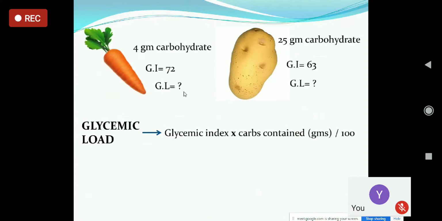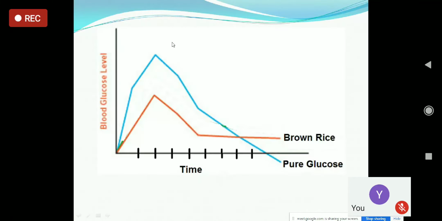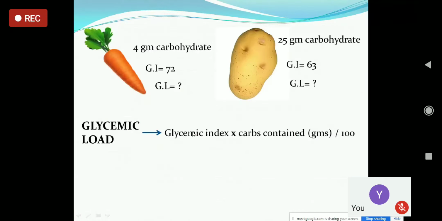The glycemic index shows how fast the carbohydrates in a food enter the bloodstream and raise the blood glucose level. So you can see that when you consume pure glucose, the rise in blood glucose is higher and the fall is quicker than when you consume brown rice. But it does not measure the extent of this effect because it is independent of the amount of carbohydrates contained in a food. Now, to make it clearer, let's take this example.